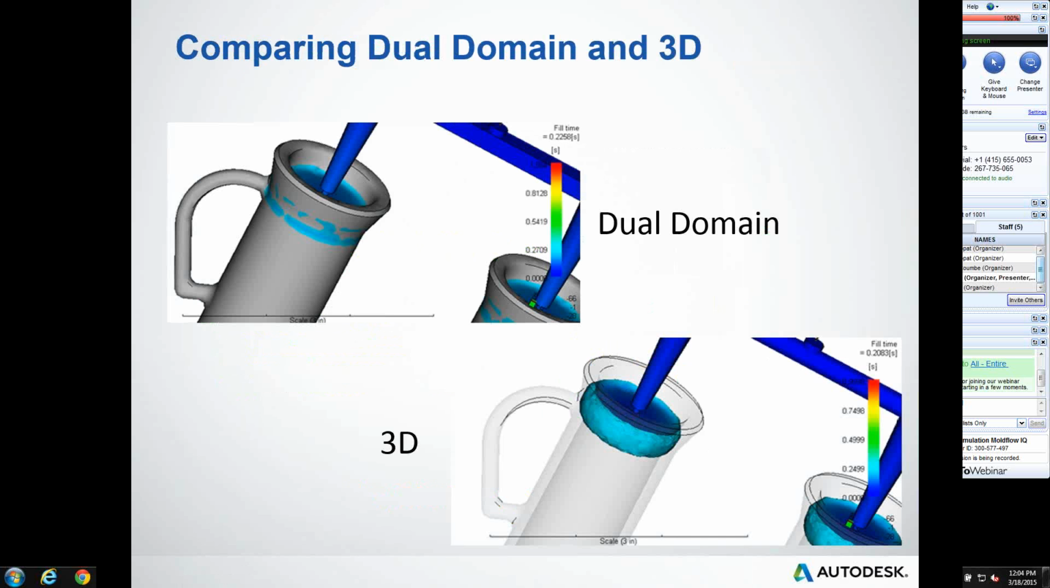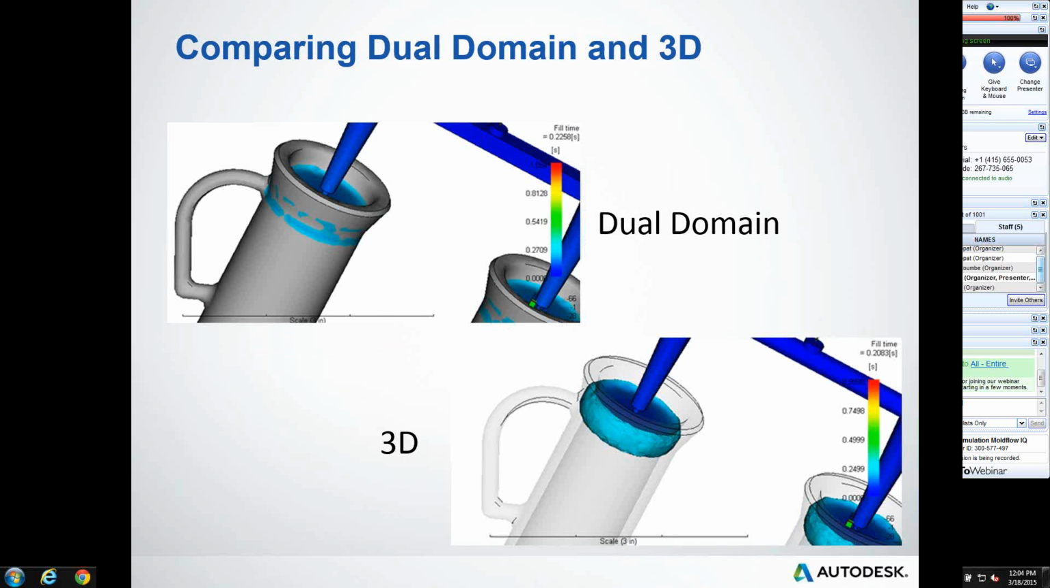Now, remember, we talked about the fact that 3D uses 6 layers through the thickness as a default, 8 if you bump it up a little bit. Dual domain defaults to 12 laminations through the thickness, twice the resolution. Now, that doesn't mean that I can't do the same things with a 3D model that I can with a dual domain. I absolutely can. I can set 3D to have the same resolution as my dual domain model. I can set it to do the same things. And some of the limitations of dual domain then sort of go away.